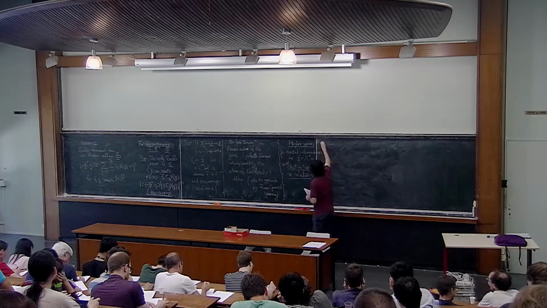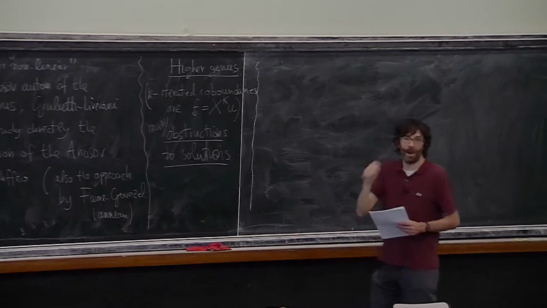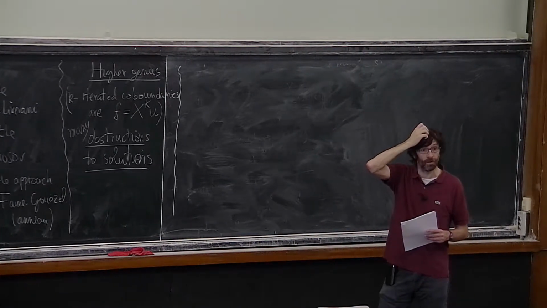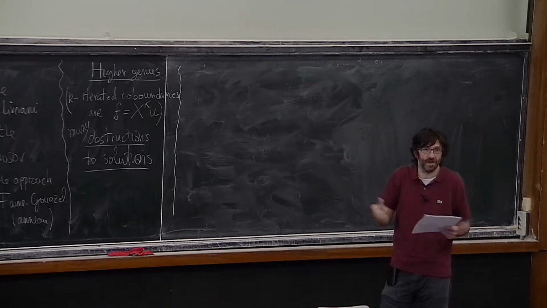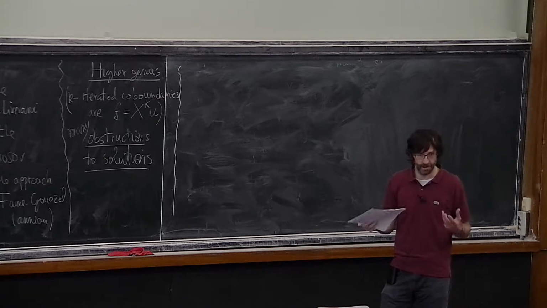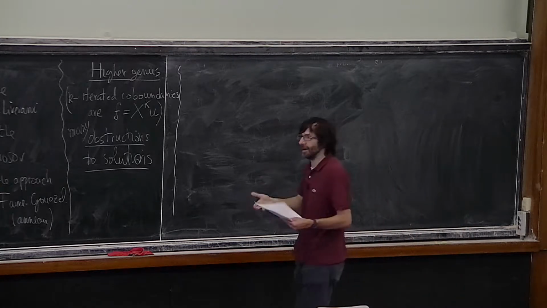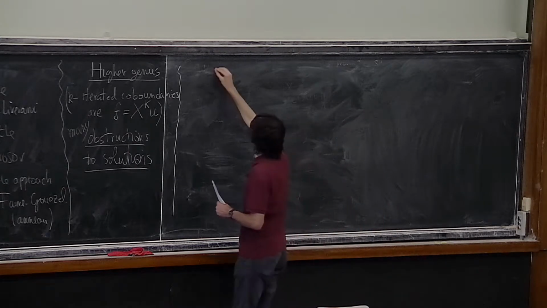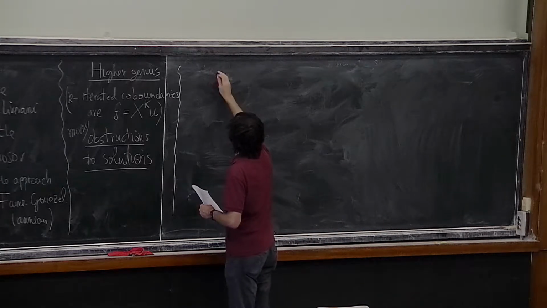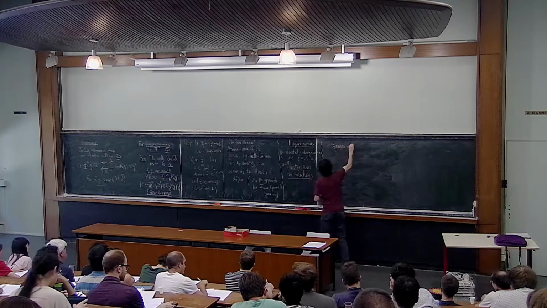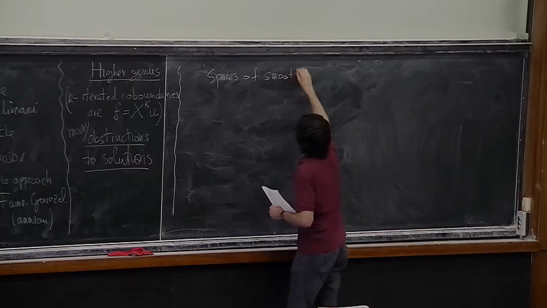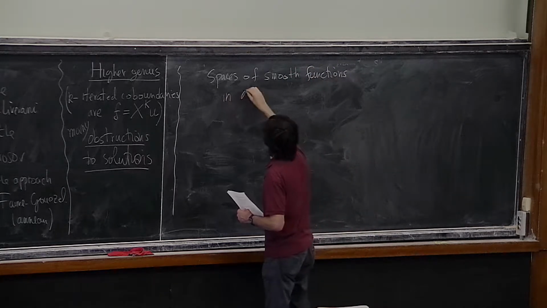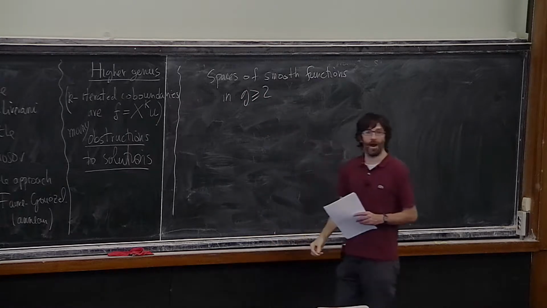So before I state the theorem, I have to go back to the issue of regularity. In order to state the theorem, I have to tell you what is smooth on a higher genus surface, or at least what is a decent class of smooth functions that is allowed. One can discuss whether it's the largest class, probably it is not, but anyway. So this is about spaces of smooth functions in genus higher than 2, where we have singularities.